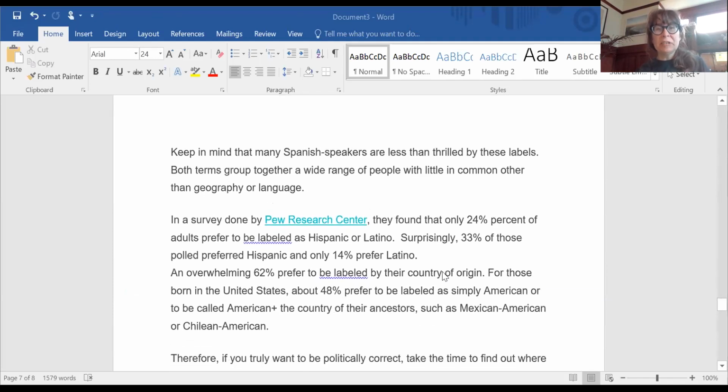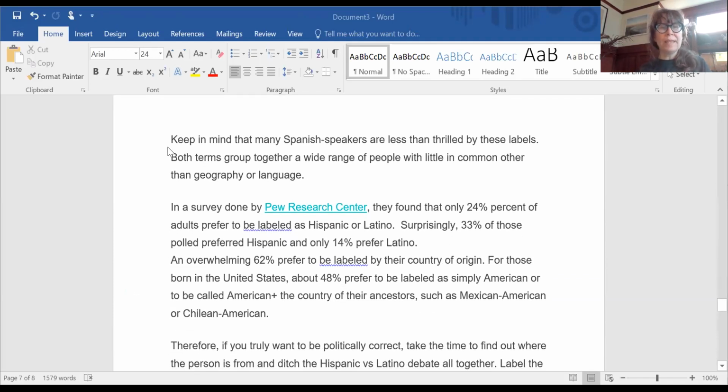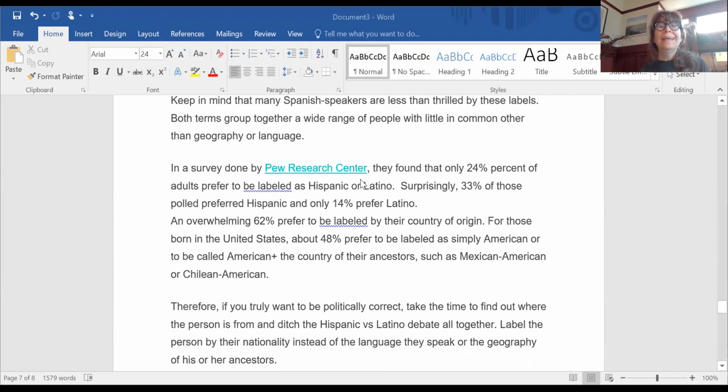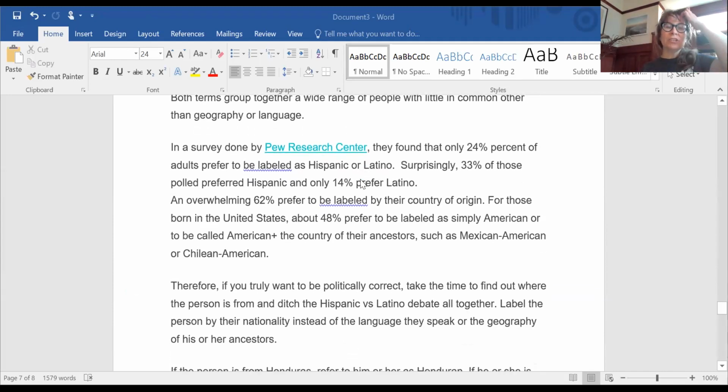Keep in mind that many Spanish speakers are less than thrilled by these labels. Ooh, that deserves an exclamation point. So people don't like these labels at all. Both terms group together a wide range of people with little in common other than geography or language. In a survey done by Pew Research Center, they found that only 24% of adults prefer to be labeled as Hispanic or Latino. Surprisingly, 33% of those polled preferred Hispanic and only 14% preferred Latino. That's really interesting. An overwhelming 62% preferred to be labeled by their country of origin.